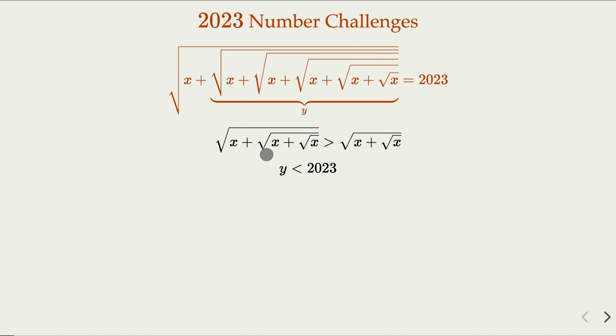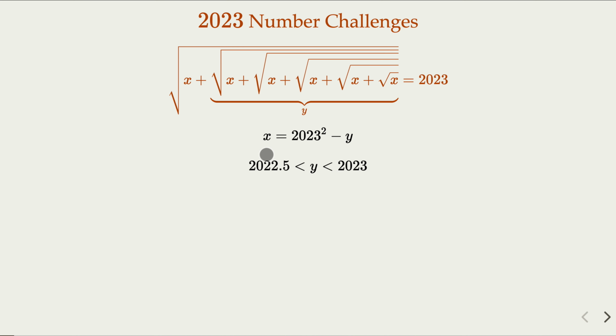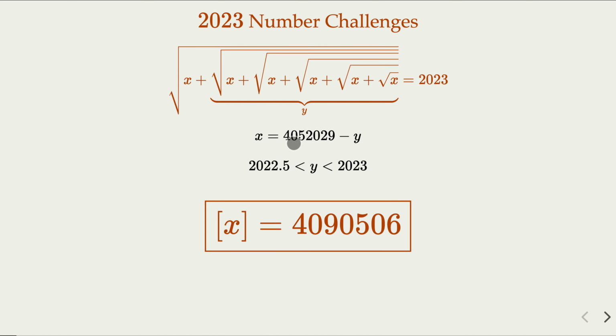Combining with the previous result, x is equal to this expression here, but y is sandwiched between these numbers. The good news is that this is only a 0.5 interval. So for sure we know the range of x, even though we don't know the exact value, but we know the integer part. So what is 2023 squared? Just expand it out and then plug in the value. So this is what you get. Yeah, so that's the solution.